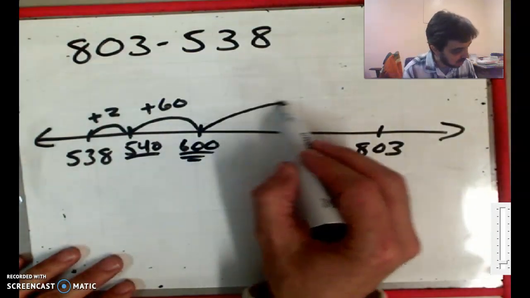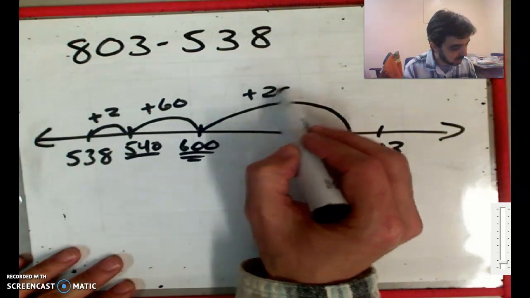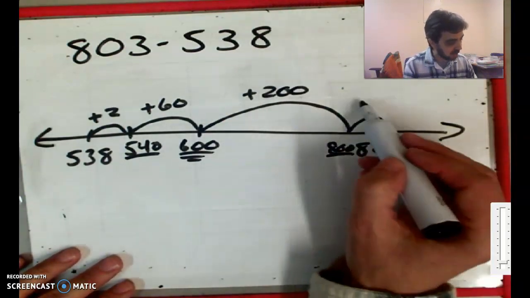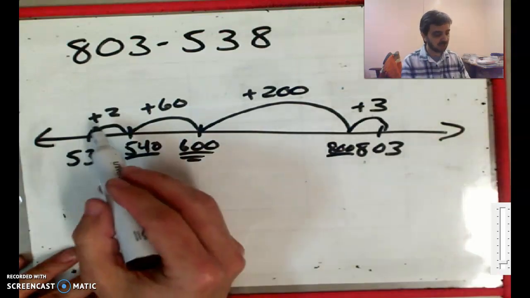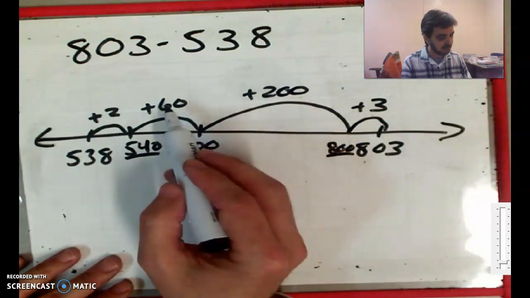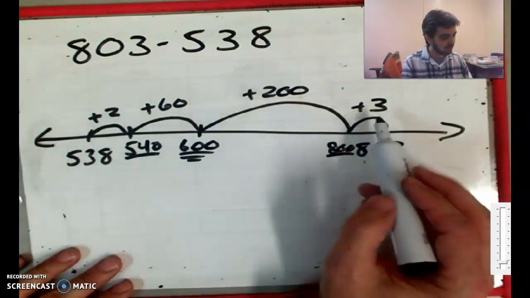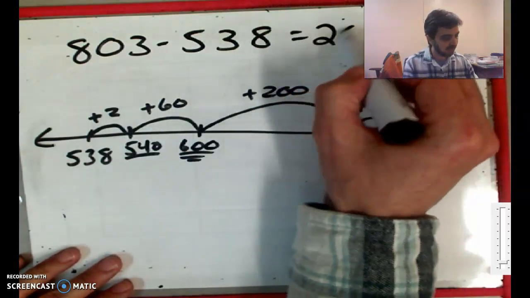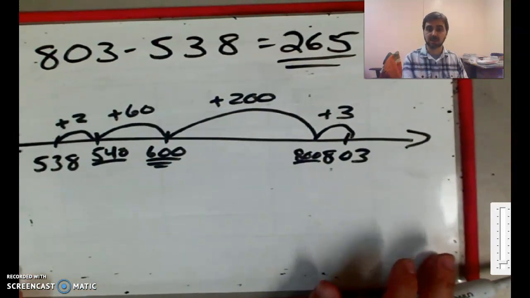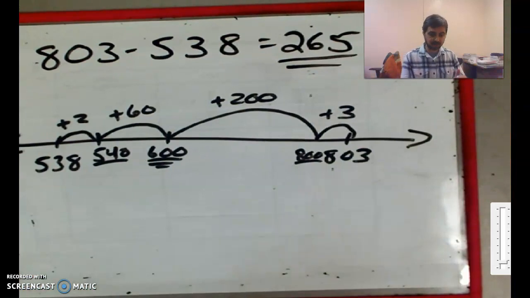If I jump 200, now I'm at 800. And I just have 3 more to go. So I jumped 2, 60, 200, and 3. So that gives me 200, 62, 262, 265. And that, boys and girls, is the answer. Okay? Pretty cool, right? All right, awesome possum.